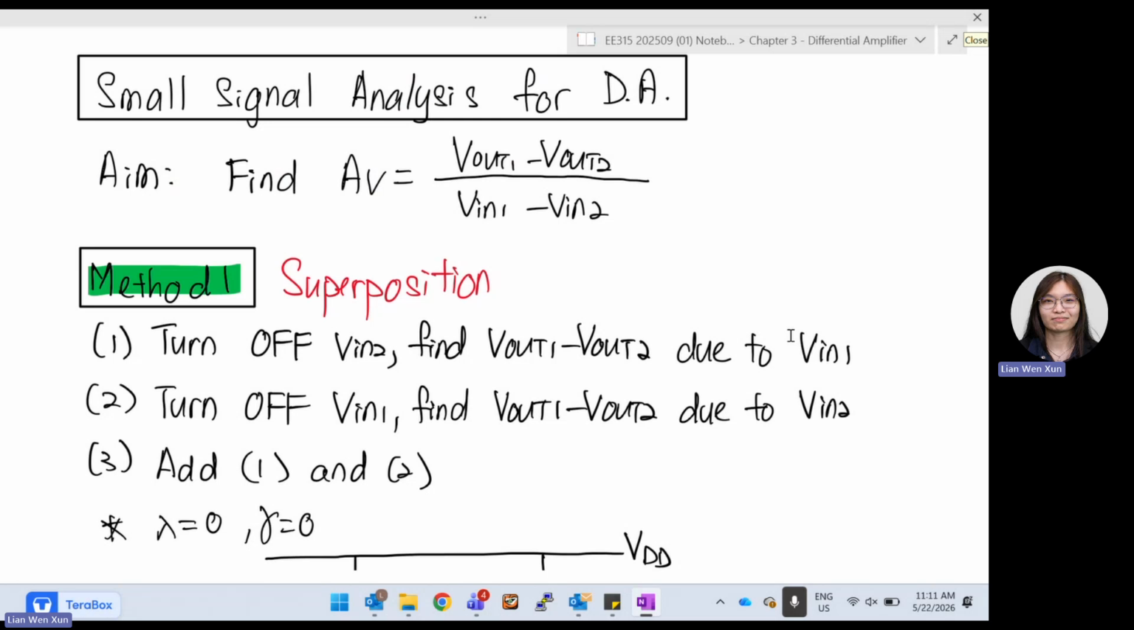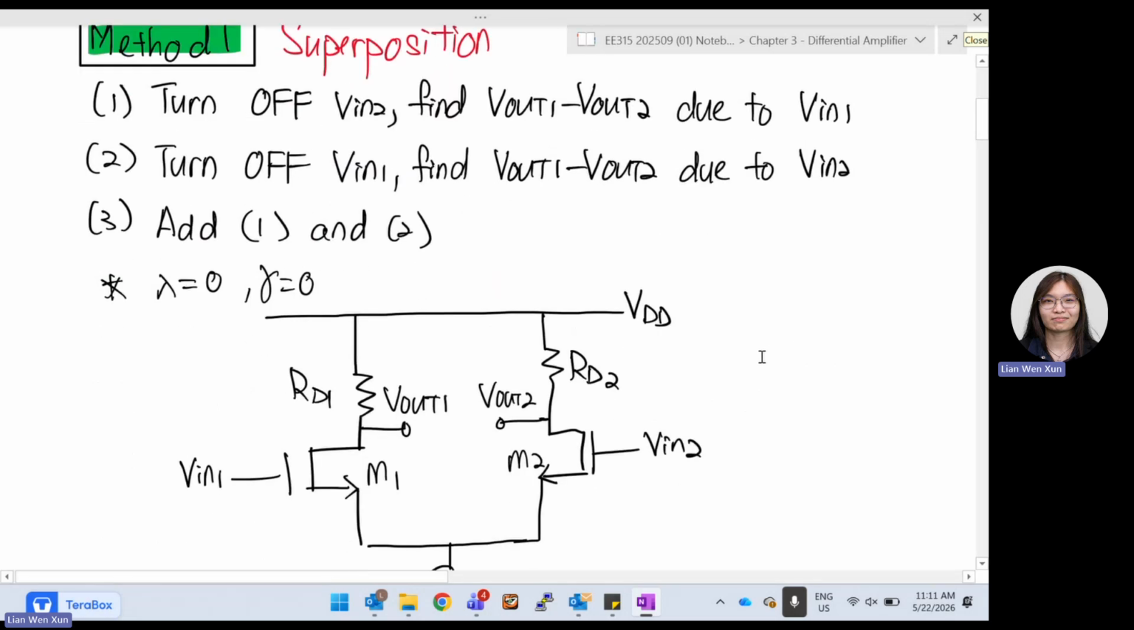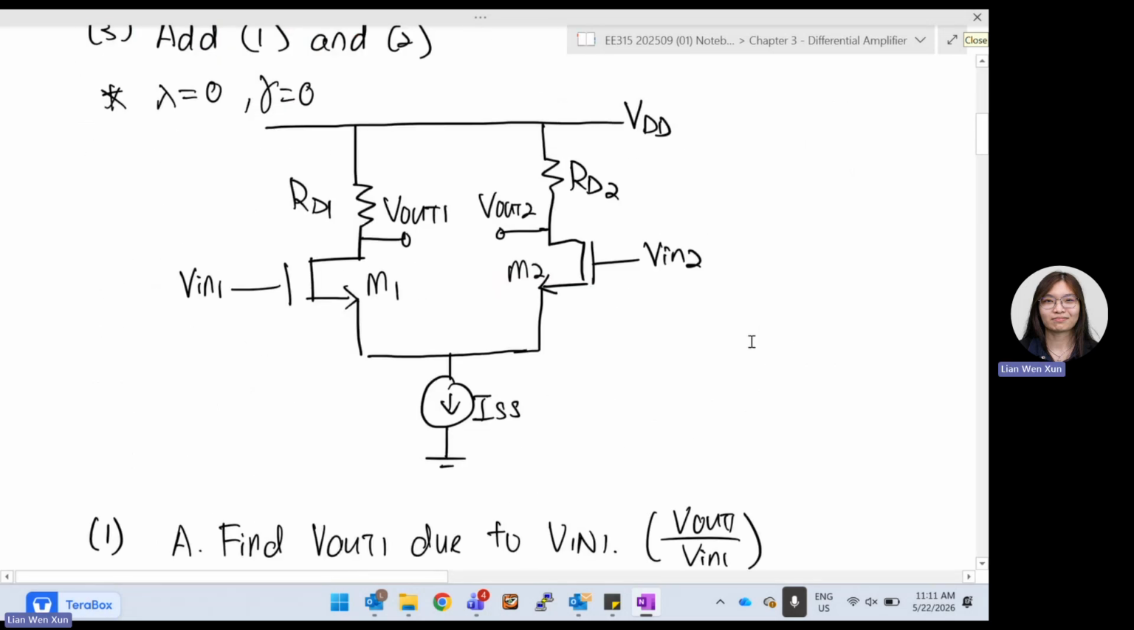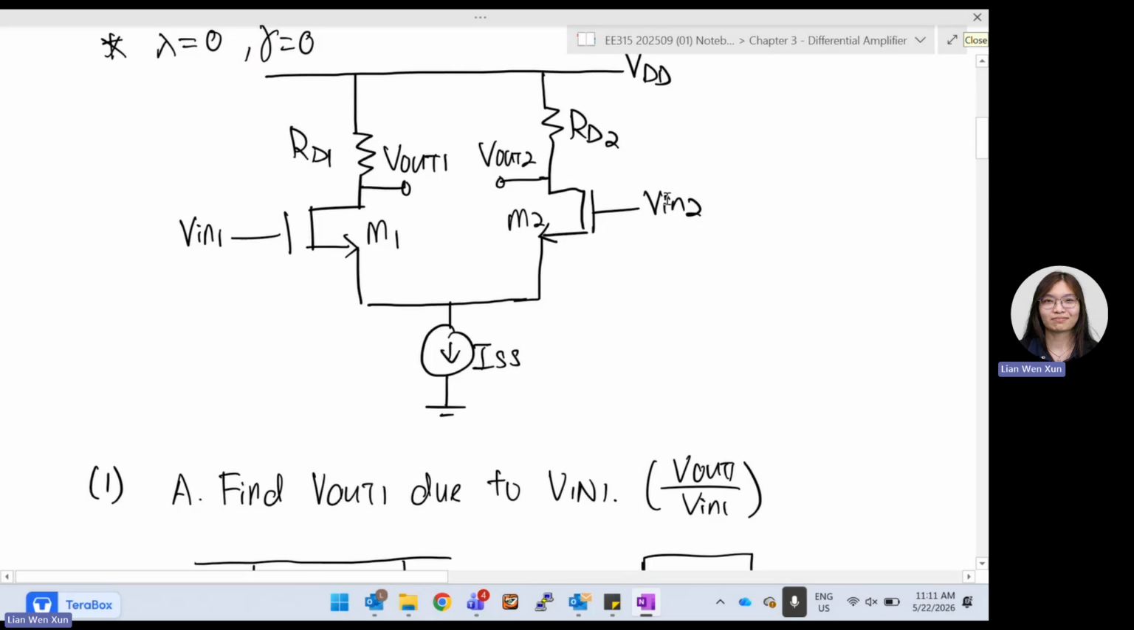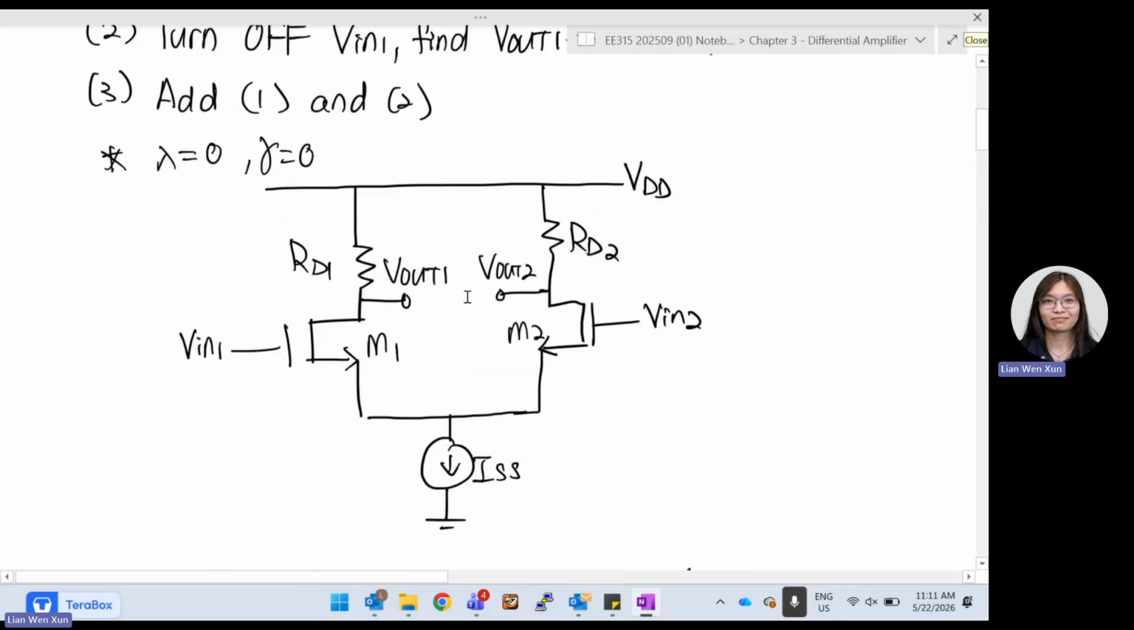So similarly, first we will turn off input number 2. To recall, this is your differential amplifier. We will have two transistors, two common source basically. So you have V in 1, V out 1, V in 2, V out 2, and then they both are sinked to the same current, meaning that ID1 plus ID2 needs to equal ISS. So no matter what, this ISS will tune itself to be the same as these two.